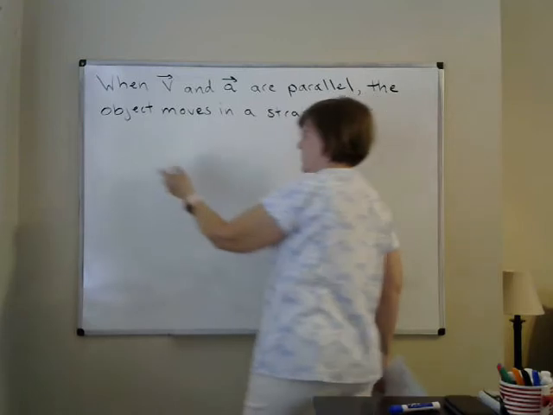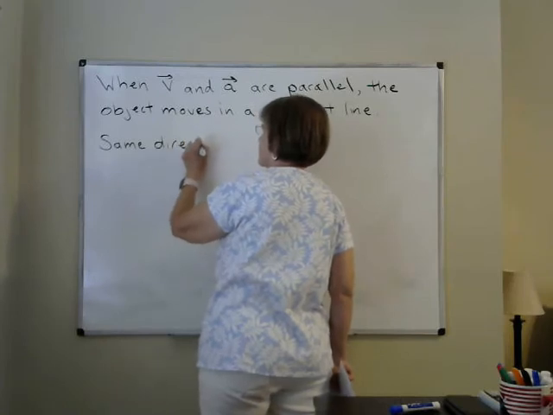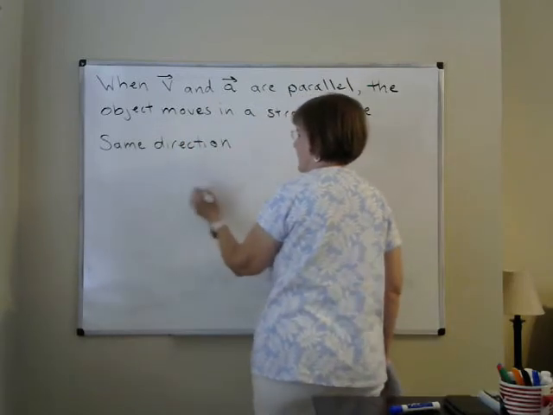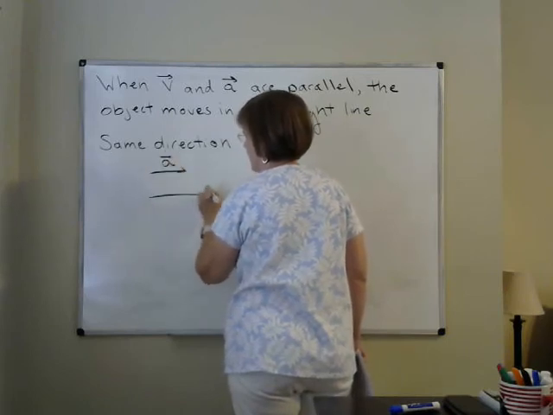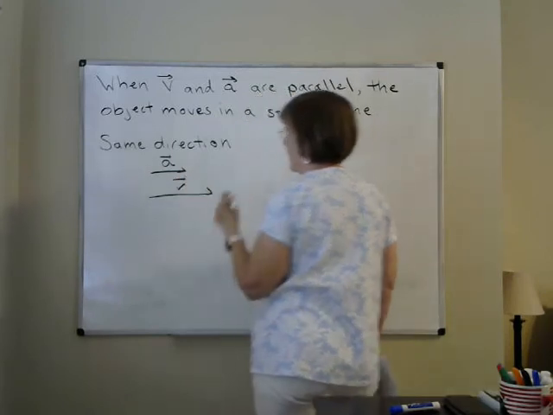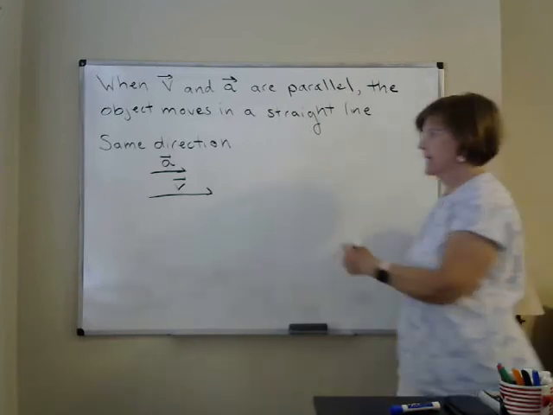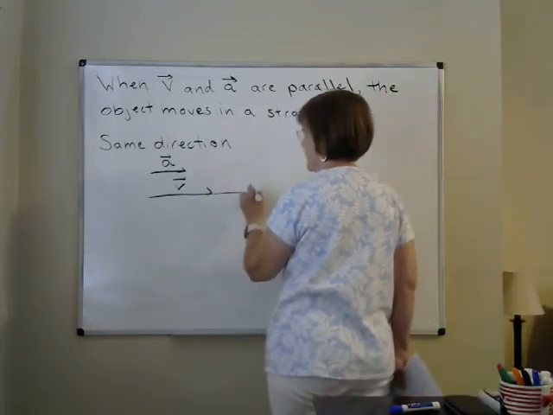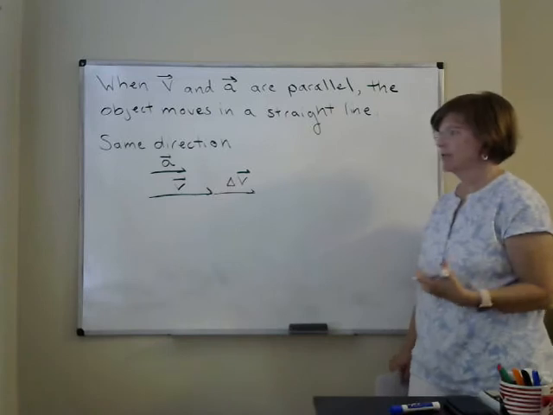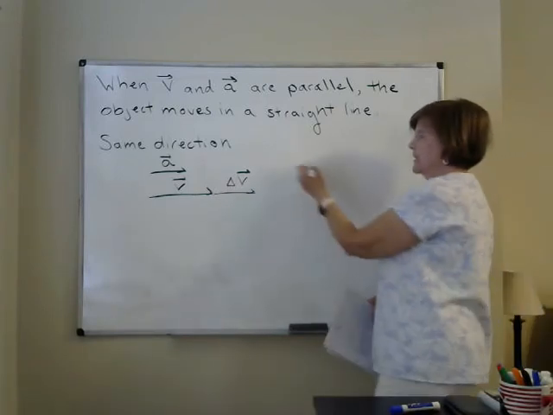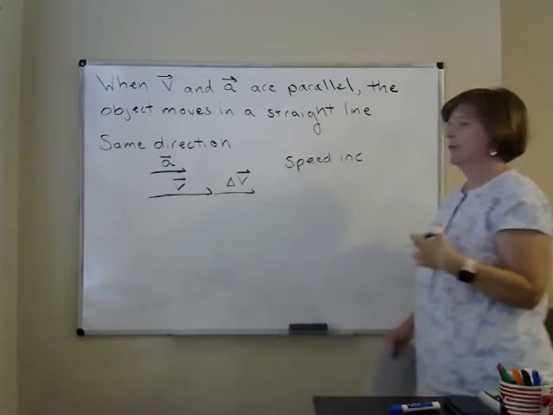If they're in the same direction, if the acceleration points this way and the velocity points this way, well, remember, acceleration will point in the same direction as the change in velocity. That means any change in velocity will also be this way. What's the result? Well, if the acceleration and the velocity point in the same direction, speed increases. The object's going to go faster.